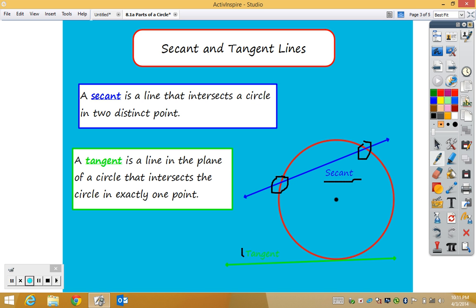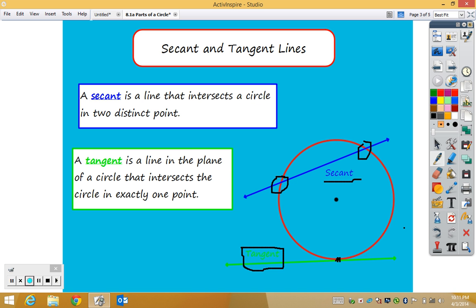And then a tangent line is a line in the plane of the circle that intersects the circle in exactly one point. So we would have a point right here, which would be our tangent, where the tangent line intersects the circle.